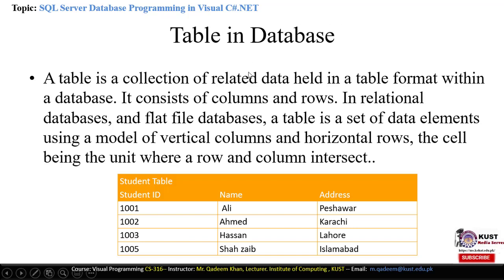Now, the main entity in any relational database is called the table. Here you can see the example of the student table. It contains three different columns and four different rows. Each row is called a record here. So for example, this is the first record, second record, third record, and fourth record. And each record contains one or more columns. For example, these are the student ID column, name column and address column. And these columns are also called attributes.